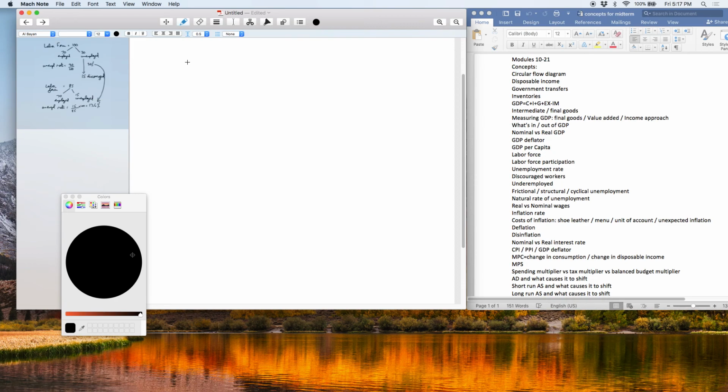The GDP deflator. Now remember, since the nominal GDP is price times quantity, right?